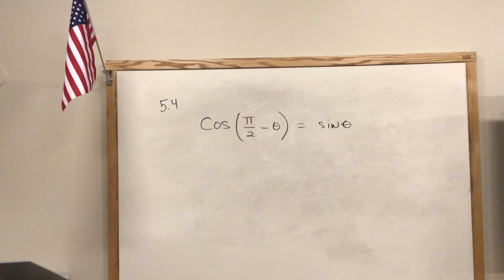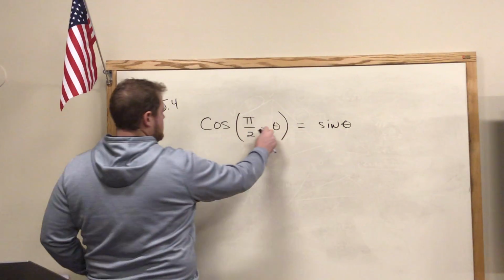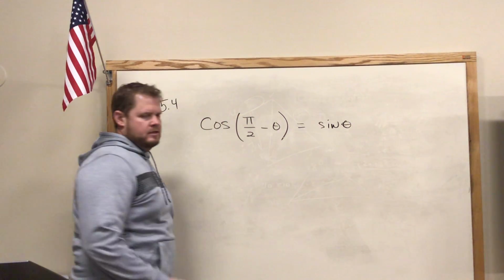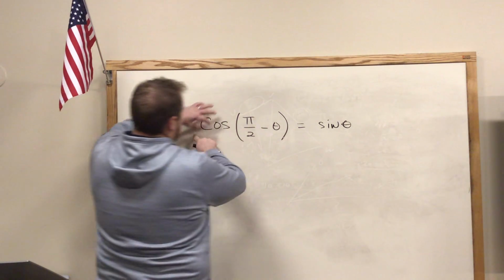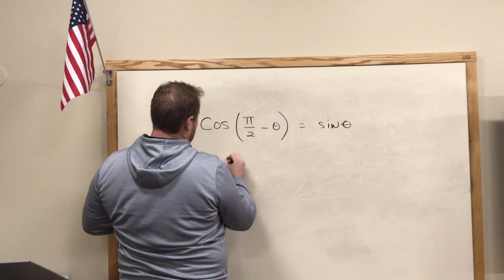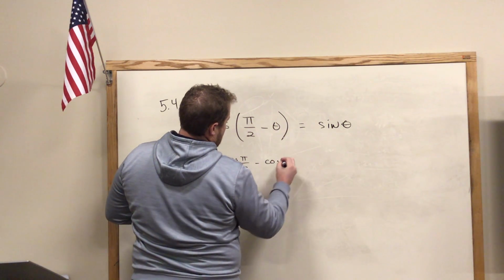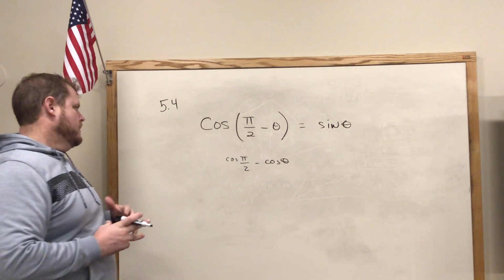So looking at the information on the board, what we're going to see is that cosine of pi over 2 minus theta is equal to sine theta. So now here's the key. The idea is this: you cannot take this apart. You can't apply this through to this equation and solve it in this manner, because that will actually get you the wrong answer, okay? So you can't do that.